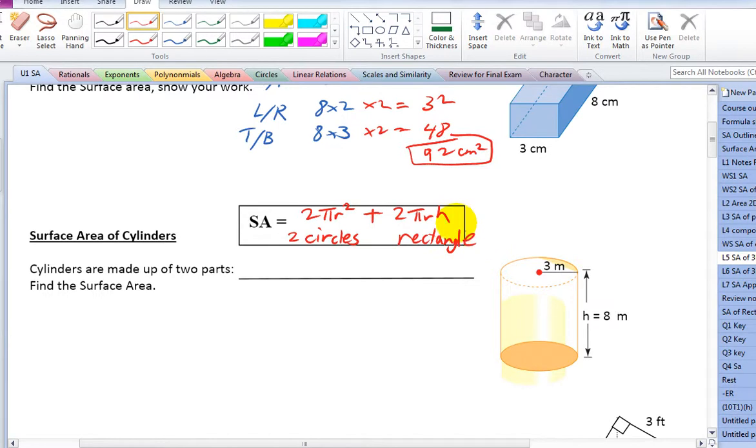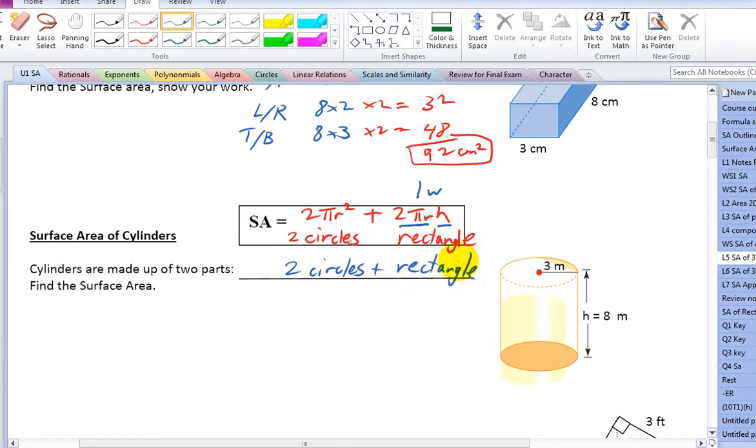Rectangle in the middle. So 2 pi r would be like the length, and the h would be the width. So it would be length times width. Okay. Here we have the 2 parts. I guess you can just move that down below. Okay. 2 circles plus a rectangle.